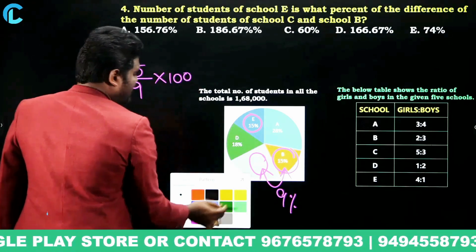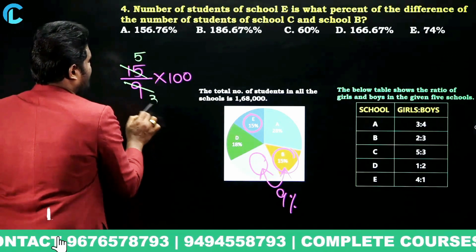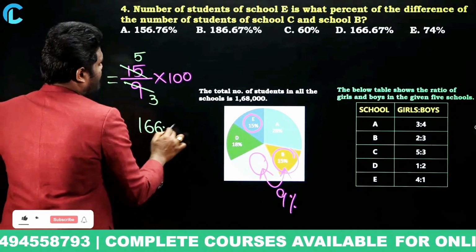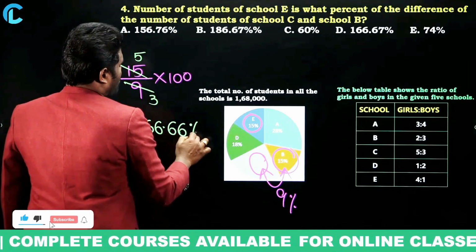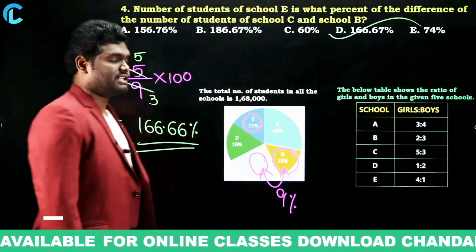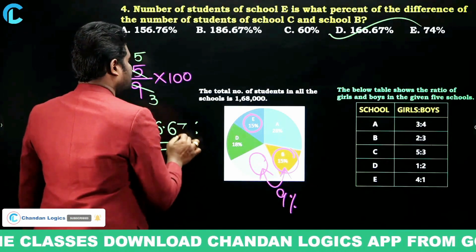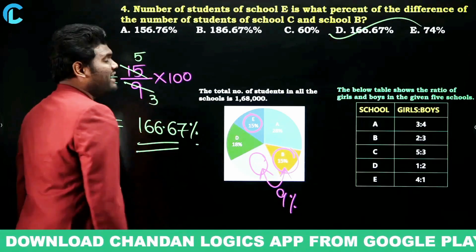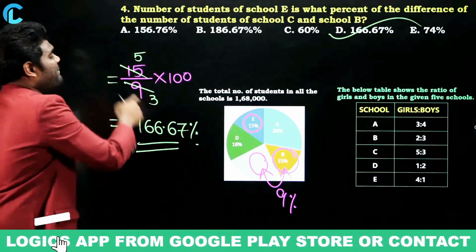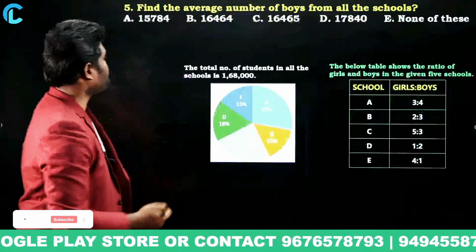Okay, just to make calculation simple. 3 cancels here 5 times, 3 cancels here 3 times. So 5 by 3, now it is nothing but how much? 166.66%. Yes or no? That is 166.67%. Is that clear? So 0.6666 we are taking it as 0.67. So we are getting 5 by 3 into 100. When we simplify, 166.67%.